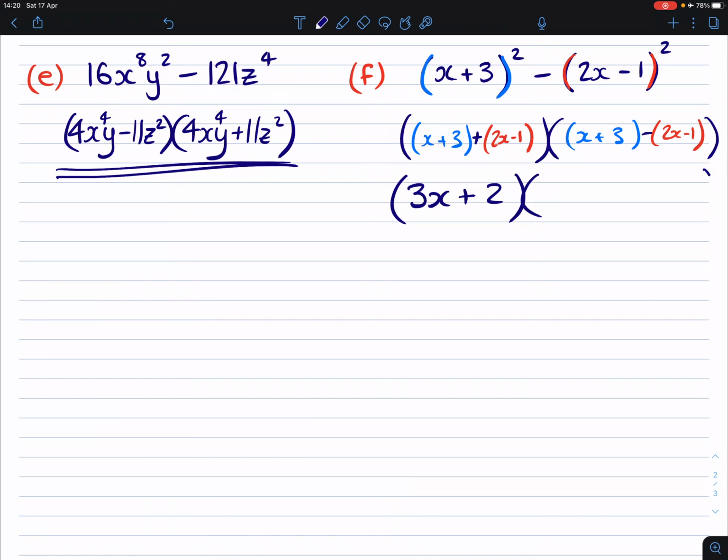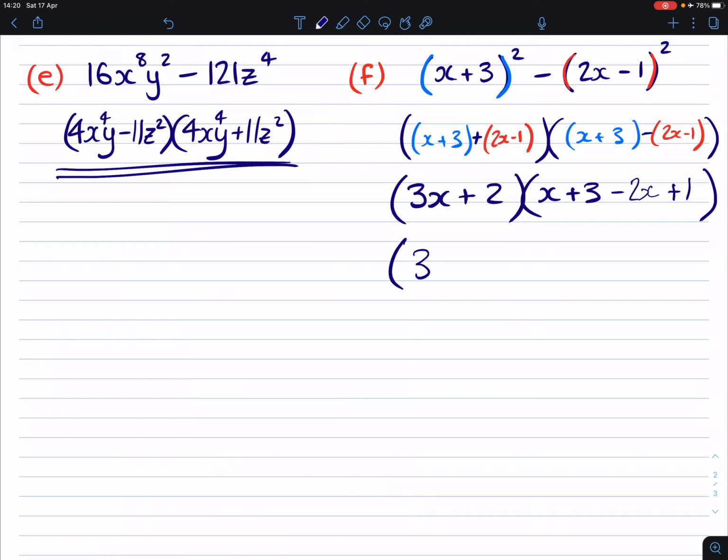Second one, a little bit trickier. We do have to be careful, not so much for the first bracket. X plus 3 can just be written as x plus 3, but this negative before the red bracket is going to mean that everything inside this bracket is the opposite of what it was. So this positive 2x becomes a minus 2x, and this minus 1 becomes a plus 1.